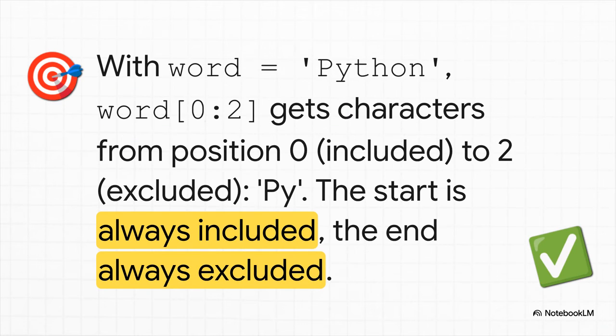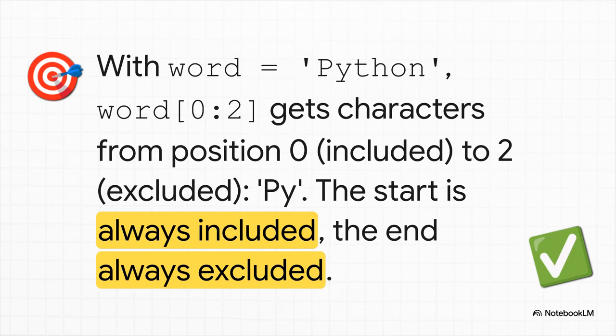So using that cutting idea, let's see it in action. We've got our word, Python. If we want to slice from position 0 to 2, we write word[0:2]. Now here is the one rule you have to remember. The starting number is always included, but the ending number is always excluded. So word[0:2] gives you the slice between cut 0 and cut 2, which is Py.